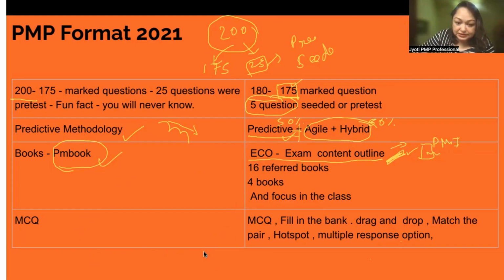Now, this is a special thing. Earlier we only had MCQs, multiple choice questions. Now we have MCQs, and we have fill in the blanks. You have to answer that A is this and B is this, content like this. So, fill in the blanks. Then you have drag and drop. You just have to drag it like this.